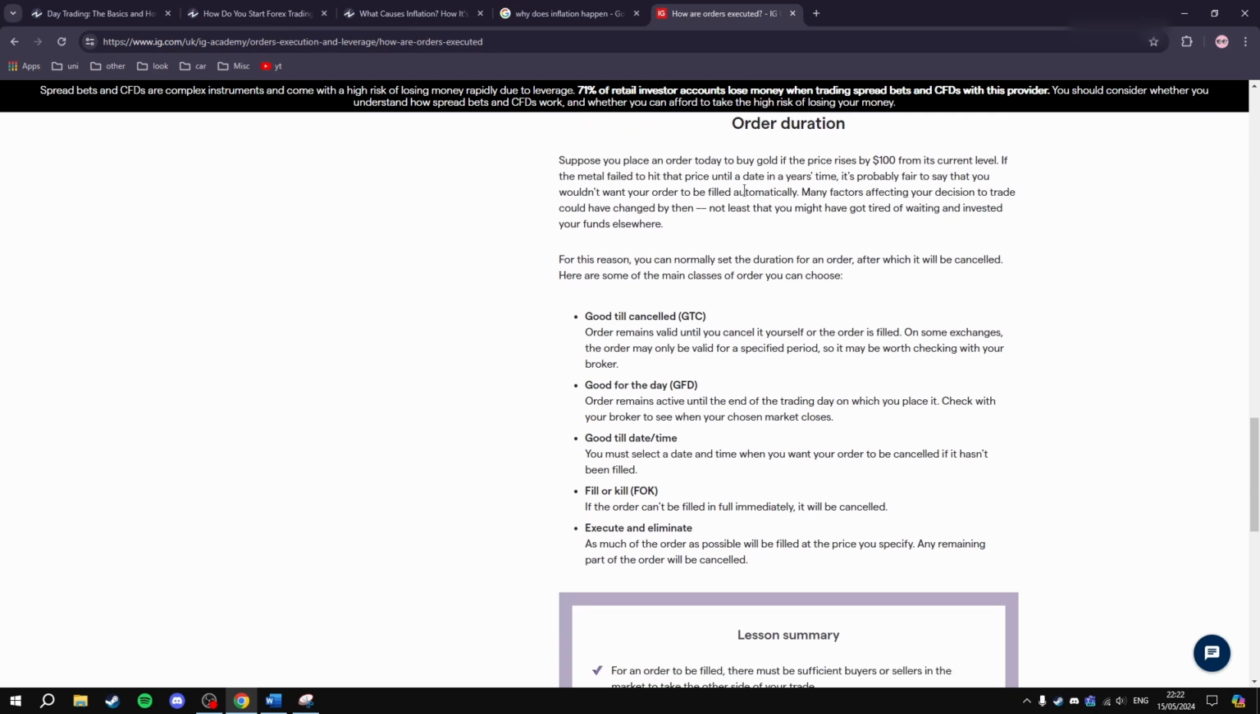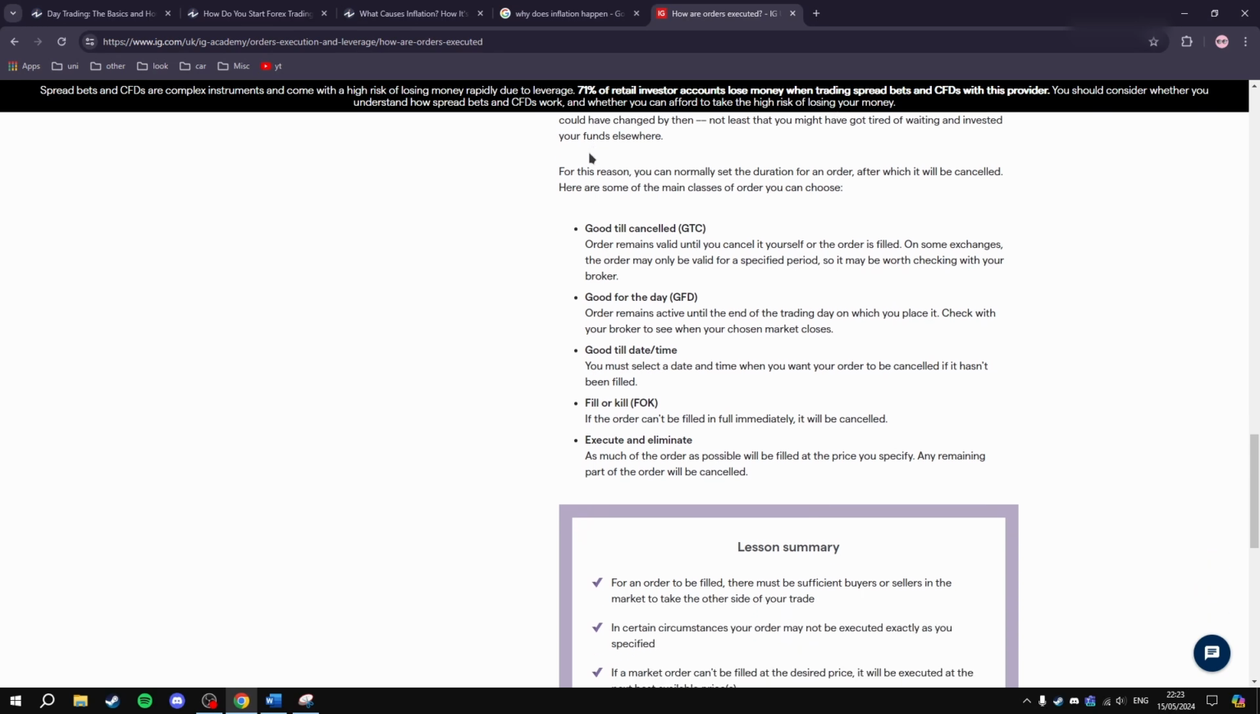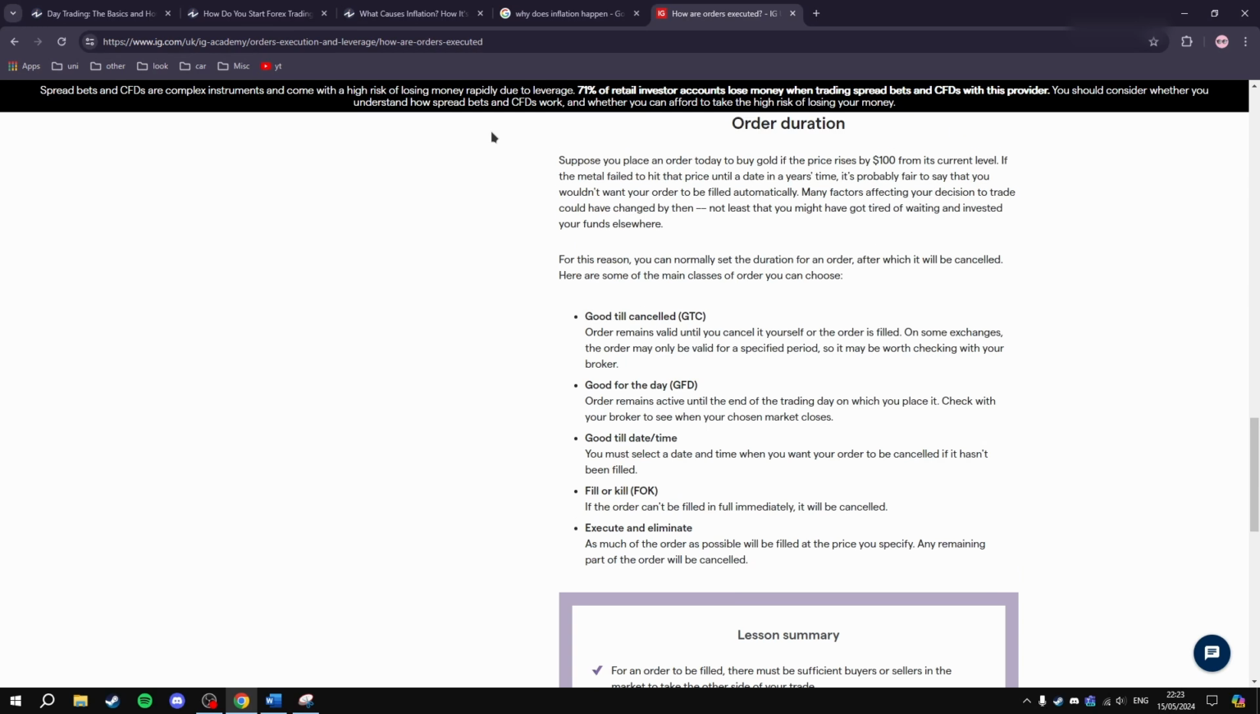Order duration. Suppose you place an order today to buy gold if the price rises by $100 from its current level. If the metal failed to hit that price until a date in a year's time, it's probably fair to say that you won't want your orders to be filled automatically. Many factors affecting your decisions to trade could have changed by then, not least that you might have got tired of waiting and invested your funds elsewhere. For this reason, you can normally set the duration for an order, after which it will be cancelled. Here are some of the main classes of order you can choose.